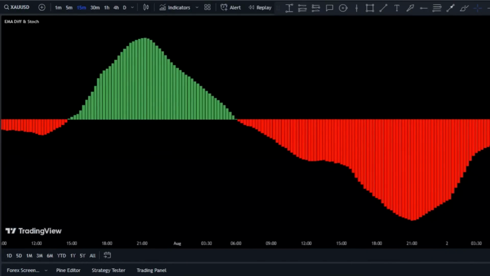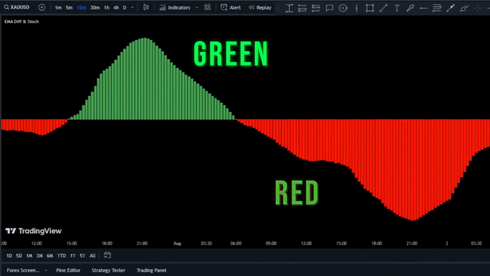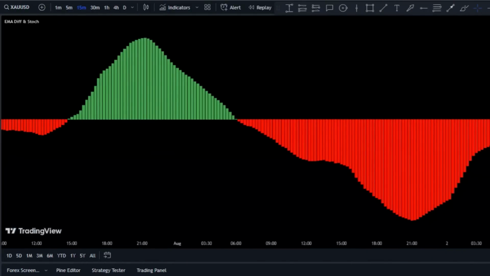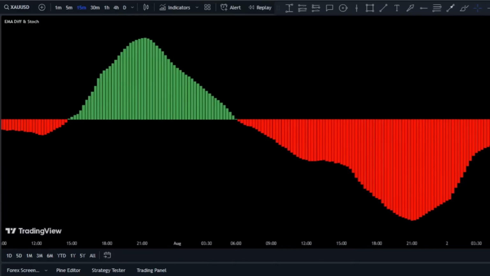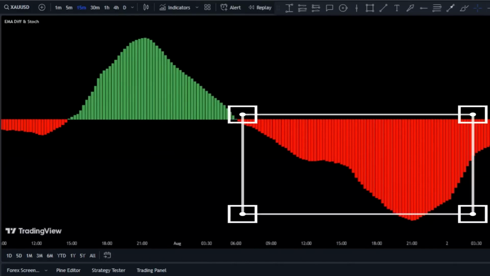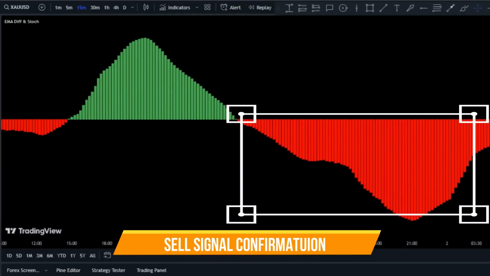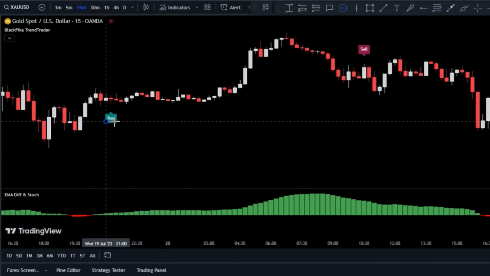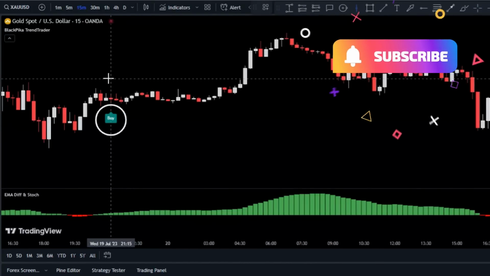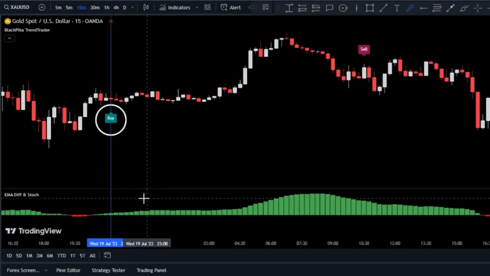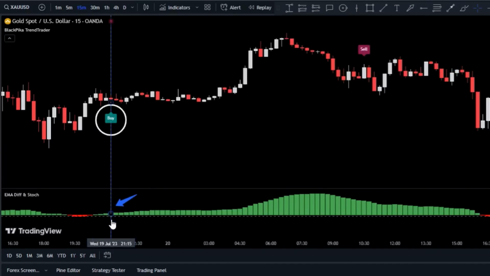Now, the indicator comes with two colors, green and red, which can either confirm or reject signals. So, when the histogram bar is positive and green, it confirms a buy signal. Similarly, if the histogram bar is negative and red, it confirms a sell signal. Check out the next examples to get the hang of it. In this example, a buy signal was generated and the corresponding histogram is green and positive. This means that the signal is confirmed and you can consider entering a trade with it.